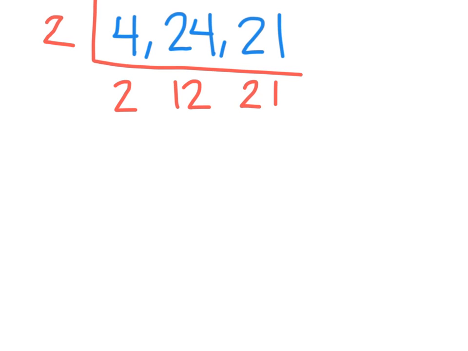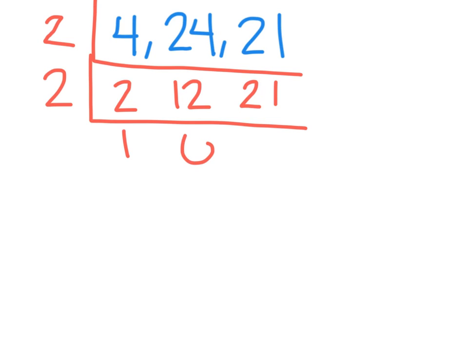Okay, so I'm going to build another layer of my cake. I have to be able to divide at least 2 of the numbers by the same prime number, so I'm going to go with 2 again. 2 divided by 2 is 1. 12 divided by 2 is 6. And 21, again, I can't divide it by 2, so since I can't do anything to it, I have to keep it 21.